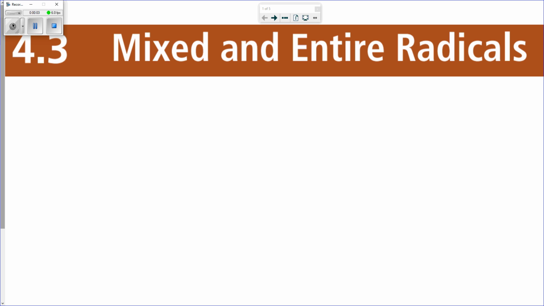In topic 3, we'll take a look at mixed and entire radicals. This is a little bit like mixed and improper fractions. Anything that has a square root, a cube root, a fourth root, or any sort of root symbol with any number here, that's going to be a radical.